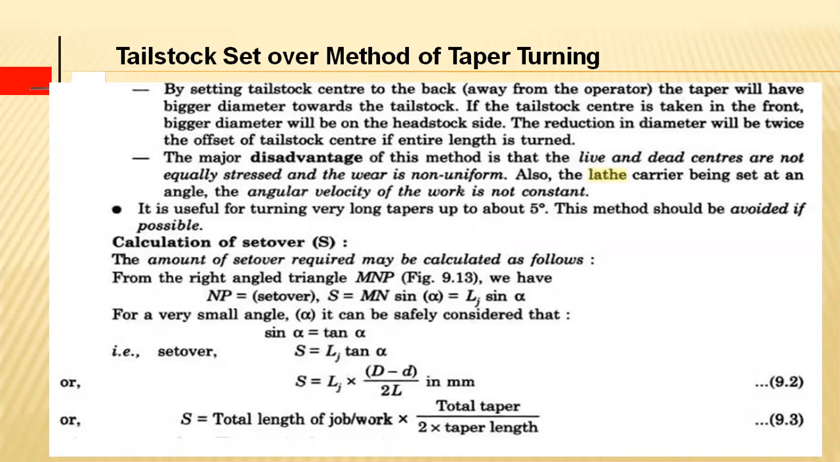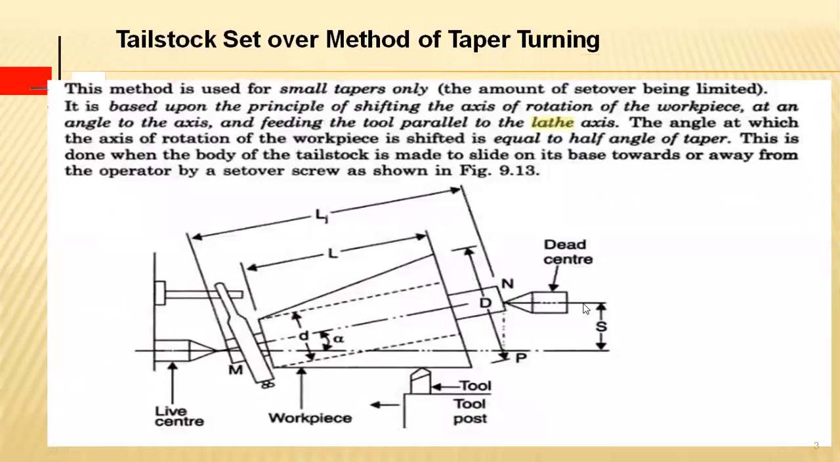This is safely considered with respect to trigonometrical assertions, that is S is equal to MN sine alpha. The change or shifting in distance S is equal to MN sine alpha. M is the varied position of the tailstock, and N is the fixed position of the dead center, that we call the headstock, and alpha is the angle of inclination of the triangle M, N and P.